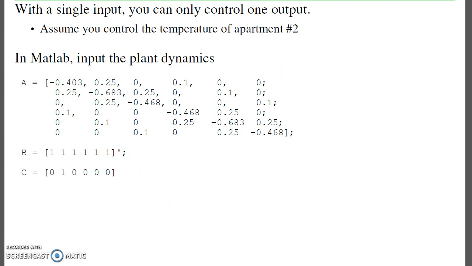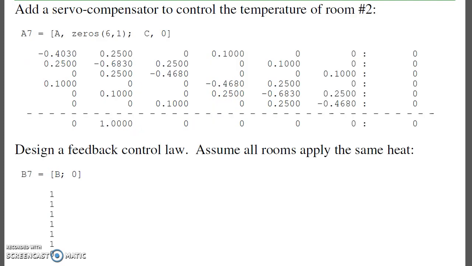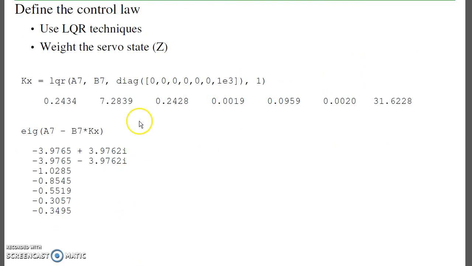Now, if I do that, set up the A matrix, the B matrix, the C matrix, create the augmented system. Here's your plant plus the servo-compensator and integrator, where the input is state number 2. I want to control the temperature of state number 2. I'll get my feedback control gains using LQR methods. Again, this is just one way to find feedback gains.